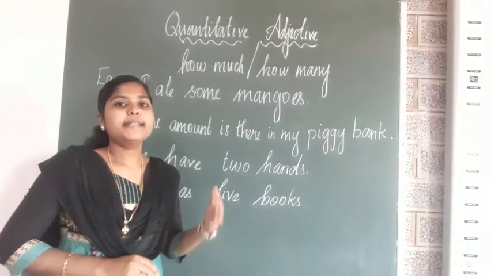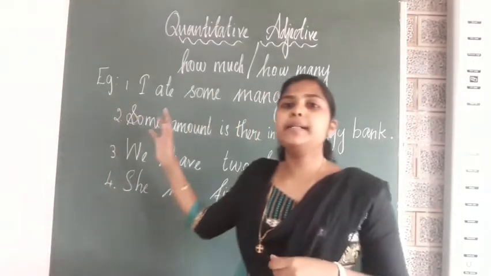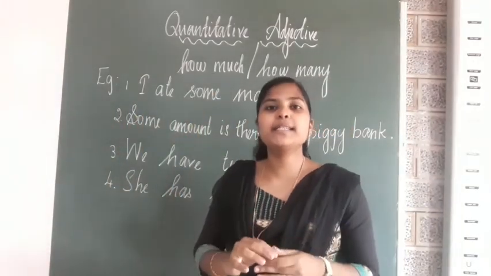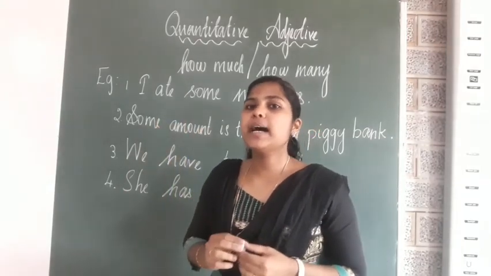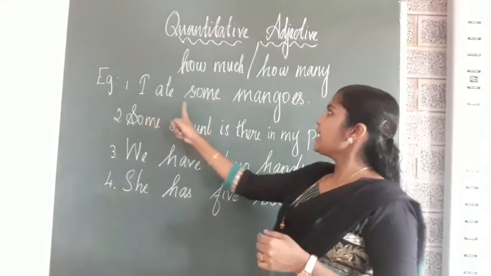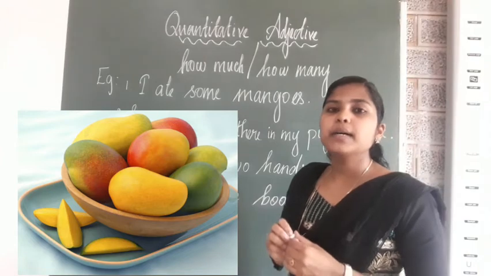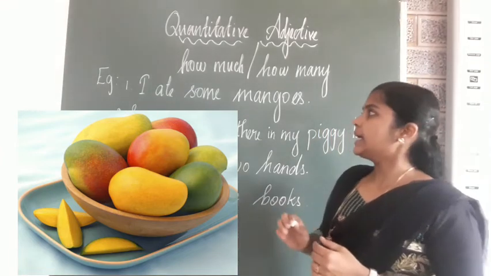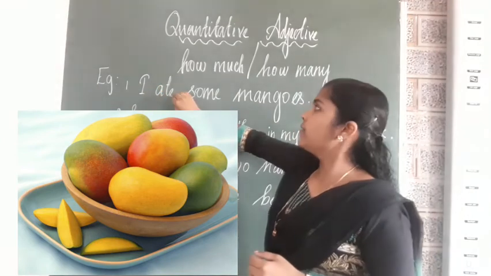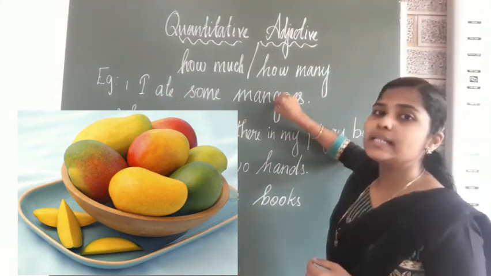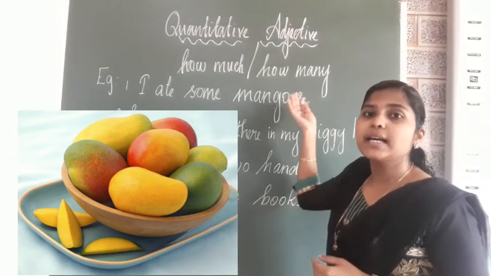Students, now look at these examples. I have written a few examples. Now you are going to find out what is the adjective used in these sentences. Alright? First example. I ate some mangoes. Here, I is the subject, ate is the verb. Mangoes is the adjective. Sorry, mangoes is a noun.